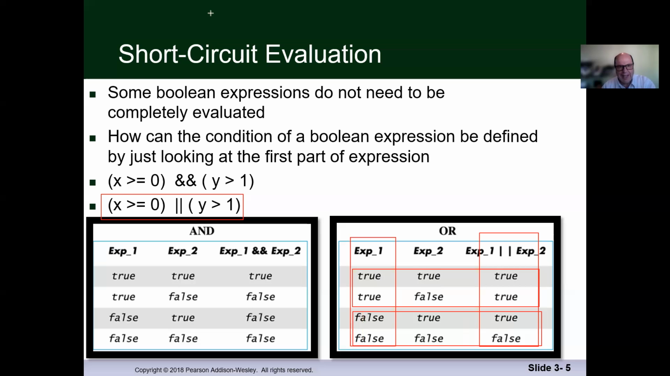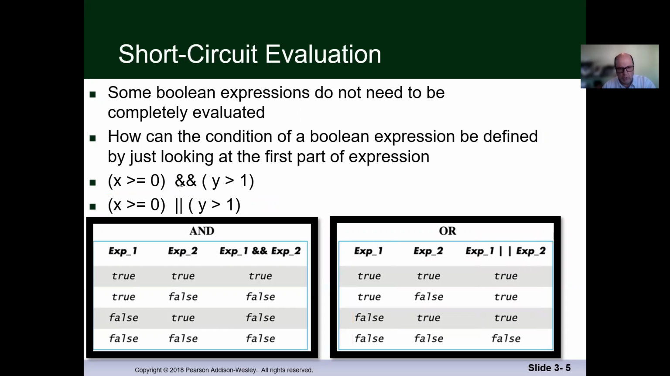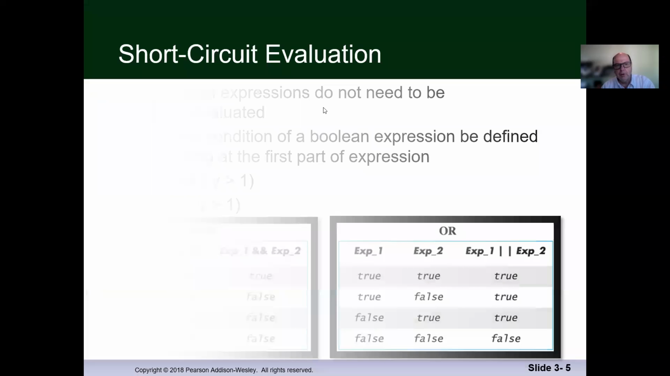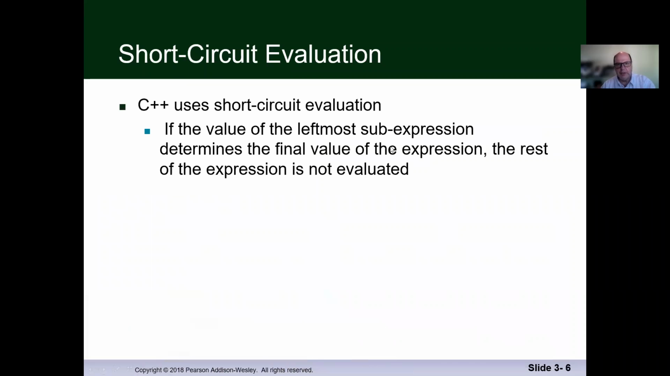So for the OR, as far as the first one is true, the whole thing becomes true. Let's go over that one more time. For the AND result, I can look at the first one. If this is false, the whole thing becomes false, no matter what the second one is. For OR, if this is true, the whole thing becomes true, no matter what happens to the second one. So we've got to practice on that. And that's called short circuit evaluation.